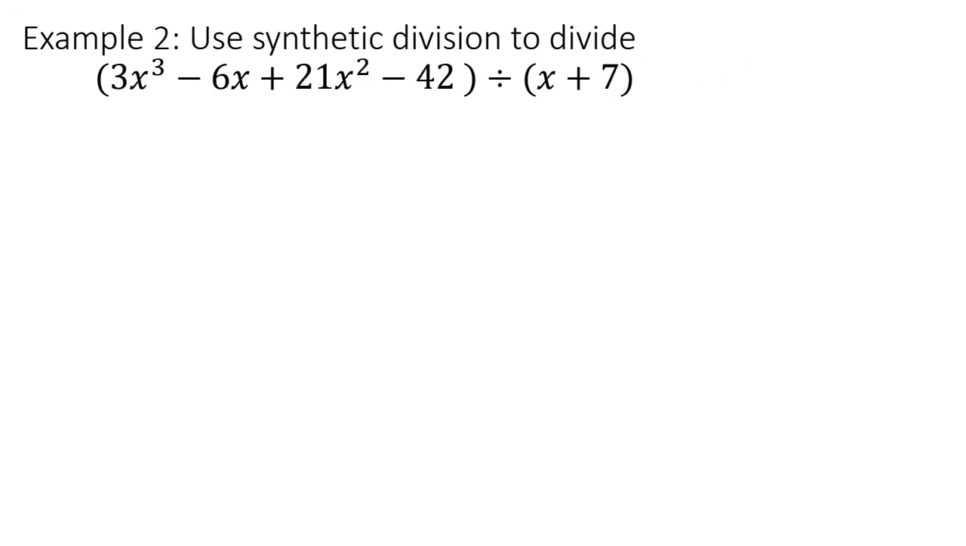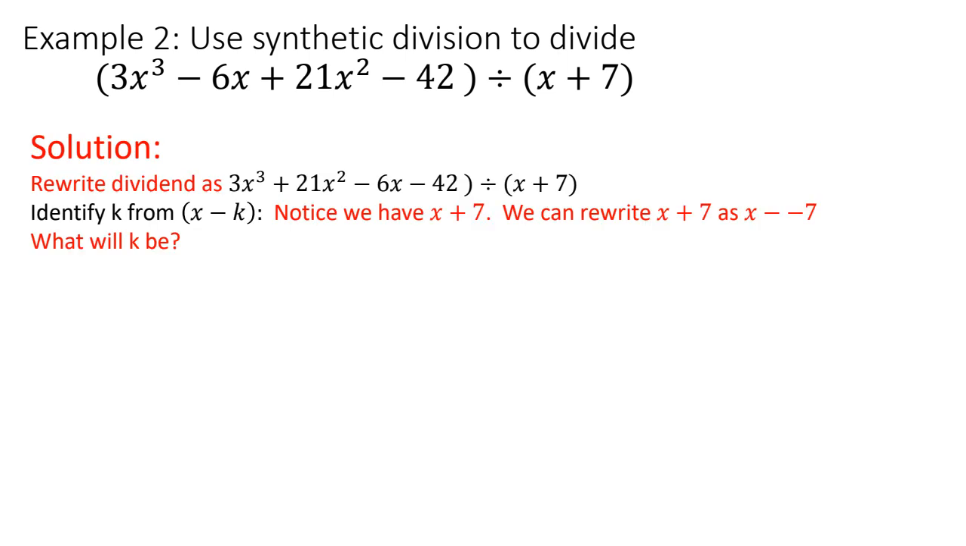Again, we always want to check if everything is in the right order. And look, in my dividend here, my highest degree or my highest exponent is a 3, but this is not in the right order. I have a 3, then a 1, and then a 2, and then a constant. So it's a little bit of fixing. The second term should be the 21x squared, and then minus 6x, and then minus 42. So let's go ahead and do that. When we put them together, we notice that we need to put them in order. Okay, so I've done it. Now it's in the right order.